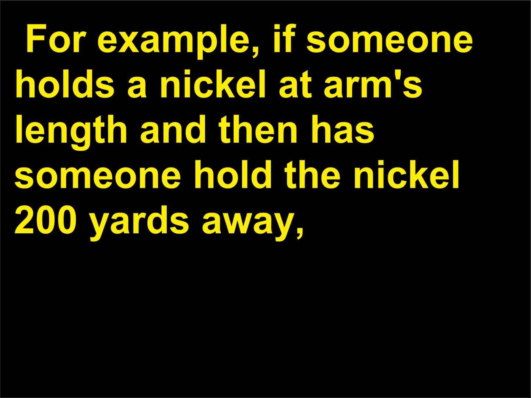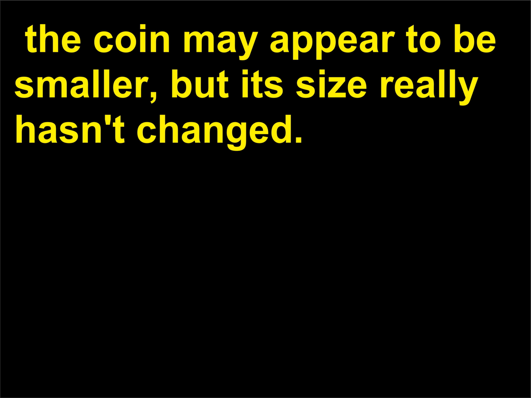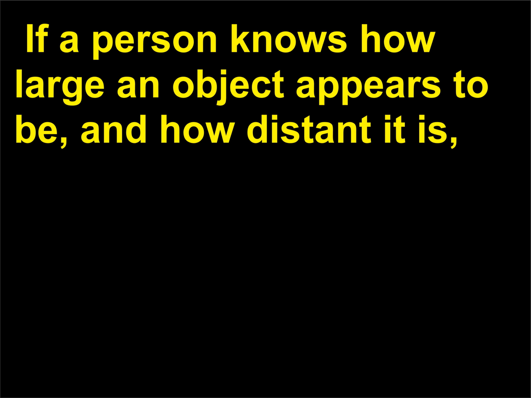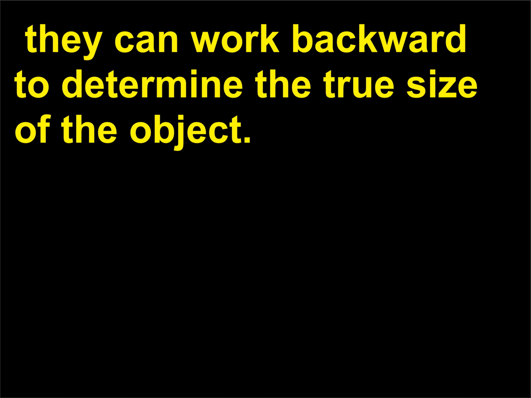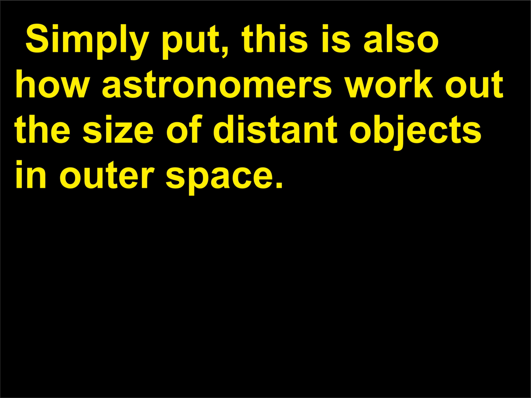For example, if someone holds a nickel at arm's length and then has someone hold the nickel 200 yards away, the coin may appear to be smaller, but its size really hasn't changed. If a person knows how large an object appears to be, and how distant it is, they can work backward to determine the true size of the object. Simply put, this is also how astronomers work out the size of distant objects in outer space.